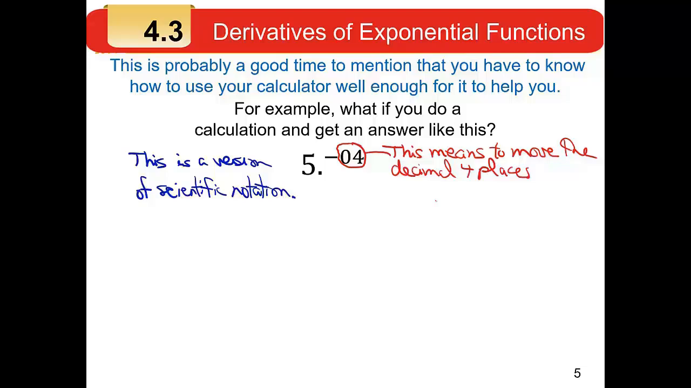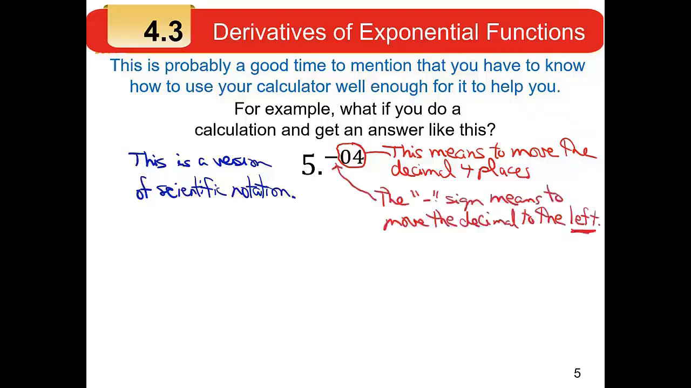So the decimal right now is sitting just to the right of 5. This is telling us to move the decimal place 4 places, and the sign in front tells us in which direction. If it's a minus, it goes to the left. If it were a plus, it would go to the right. So what this is telling us to do is take the decimal place in front of the 5 and slide it over 4 places to the left, and it's to the left because it's a negative sign.